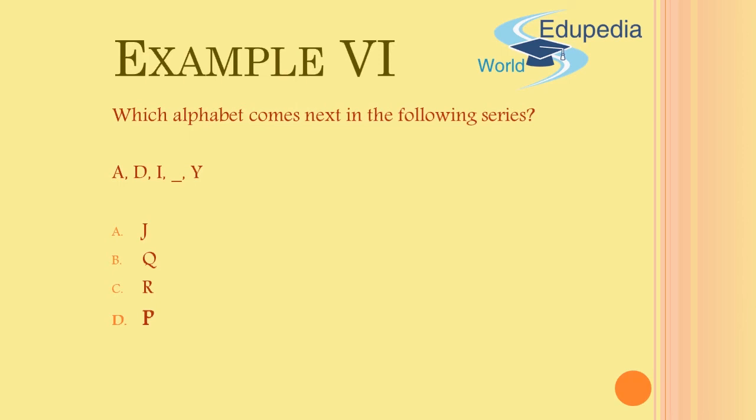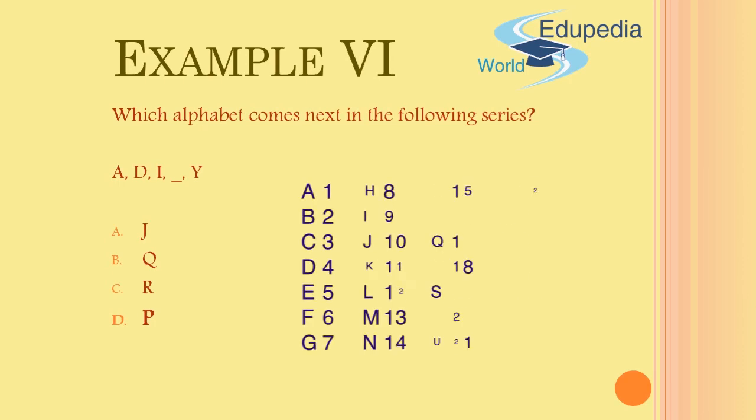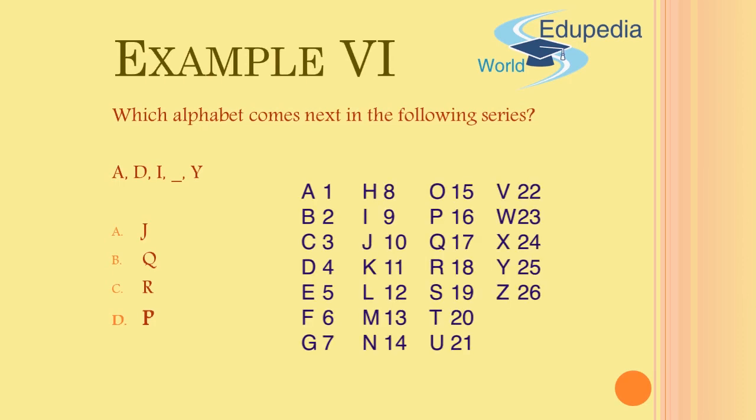Now see, there are 26 letters in the English alphabet, from A up to Z. So think of each alphabet as a number. That is the first thing. A is the first letter, so A will correspond to 1. B is the second letter, so B will correspond to 2. C will be 3, D will be 4, and so on and so forth. X will be 24, Y will be 25, and Z will be 26. That is one logic.